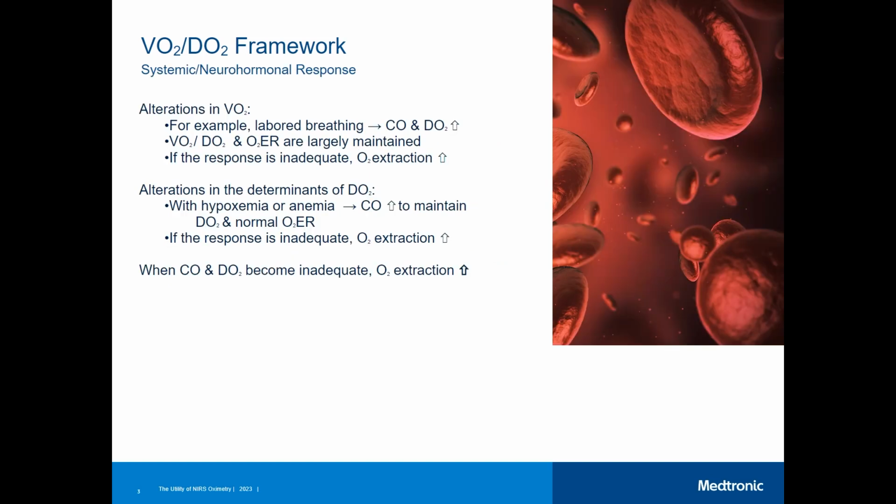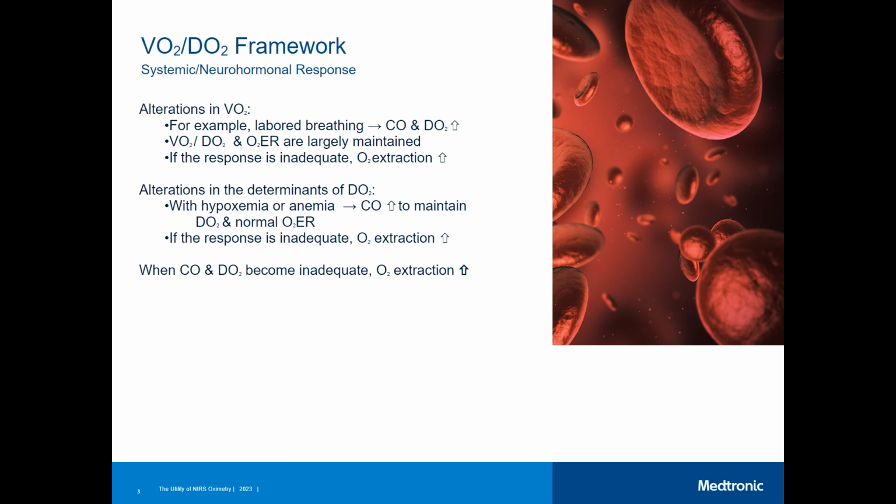When the determinants of VO2 and/or DO2 are altered, there are systemic neurohormonal responses that attempt to maintain a normal VO2-DO2 relationship. With alterations in oxygen consumption, for example, with labored breathing, cardiac output and oxygen delivery increase, and the relationship between VO2 and DO2, and thus the oxygen extraction ratio, are largely maintained. If the increase in oxygen demand is too great, and/or the compensatory circulatory response is inadequate, the oxygen extraction ratio increases.